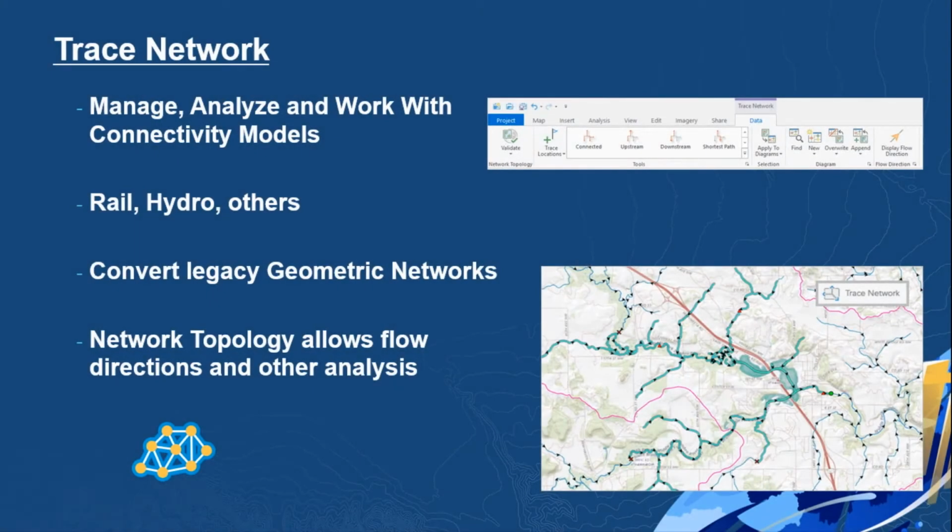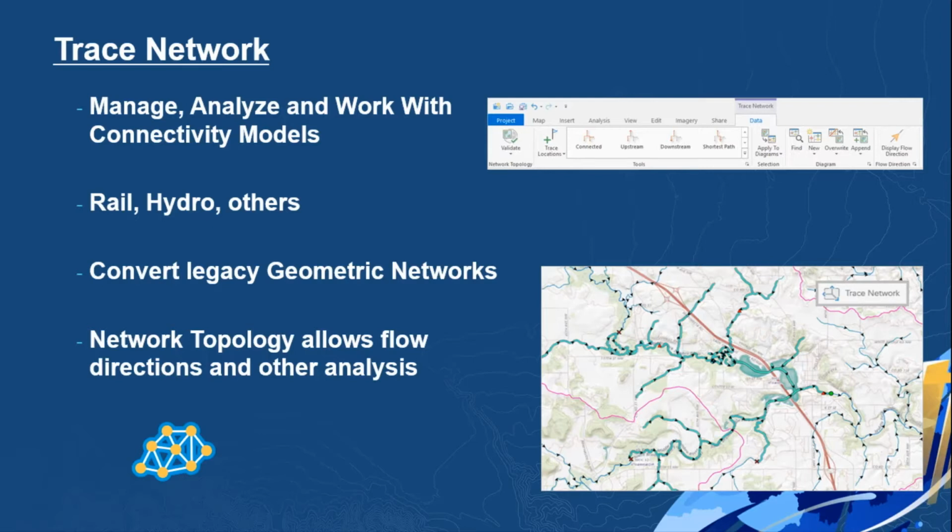Trace networks. A trace network uses a set of connected edges and junctions along with network attributes to model the flow of resources through the network. Trace networks can be created using existing feature classes in a feature dataset as the source junctions and edges, or through direct migration from a geometric network.